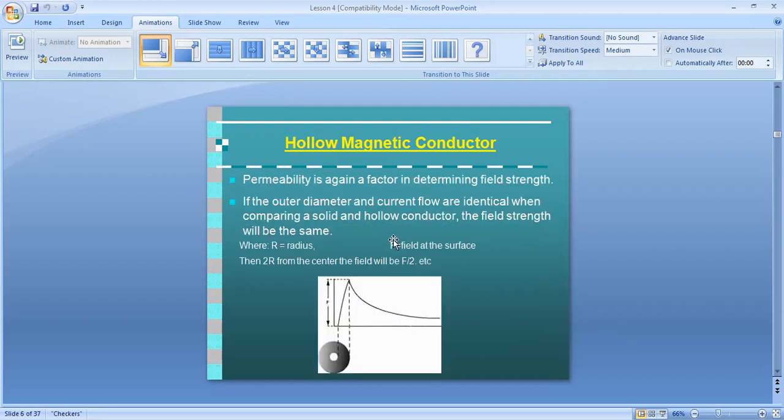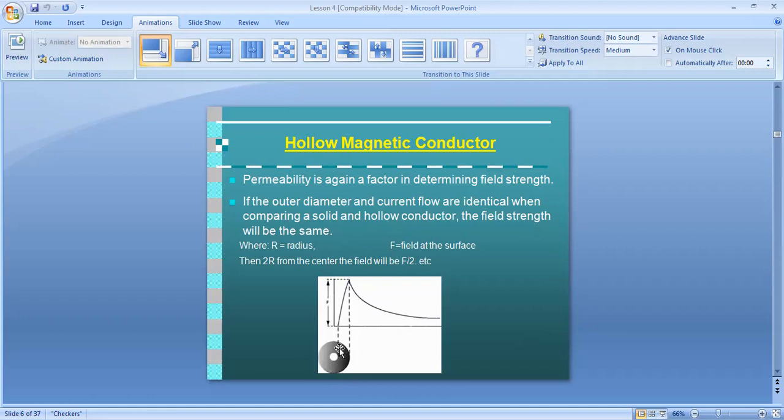Now, suppose your job is big, and the ID is greater than, suppose, 1 meter. Your ID is 1 meter. So we can't use a solid central conductor, right? In that case we can use a hollow conductor. The purpose of making a hollow conductor is to reduce the weight and make handling easy.